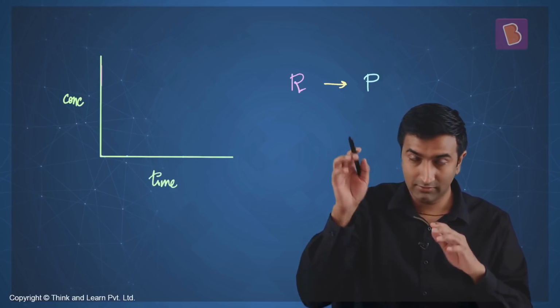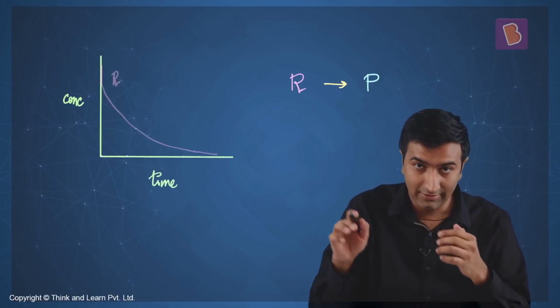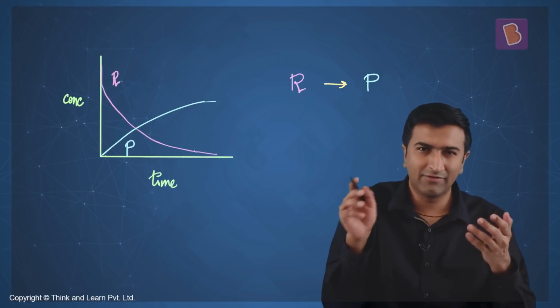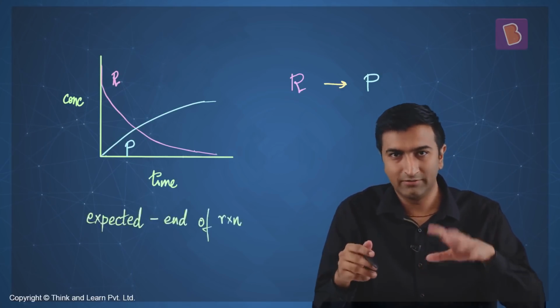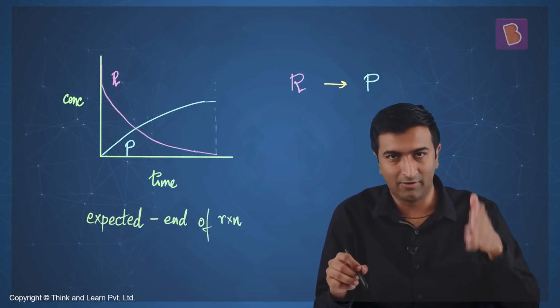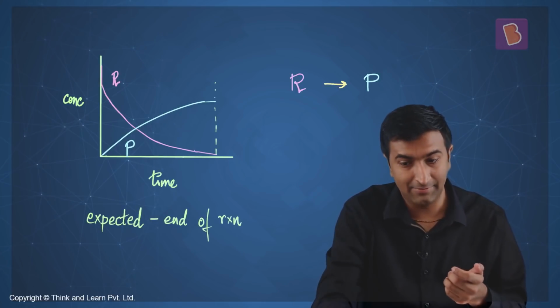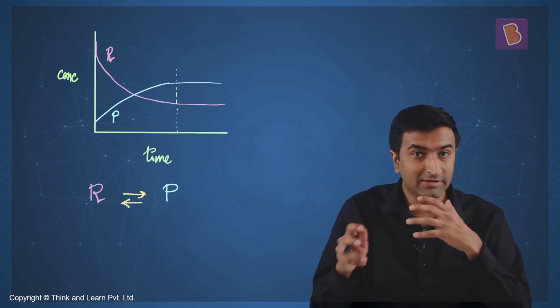Now this way, the concentration of the reactant reduces exponentially and that of the product increases exponentially. And after some time, the reactant gets over, and the product is completely formed. That's what this green line shows, that the reaction is complete. But in reality, this does not happen. Actually, there is something else that happens here.